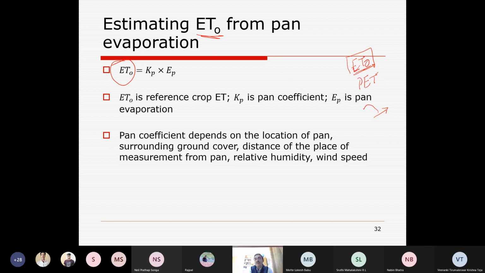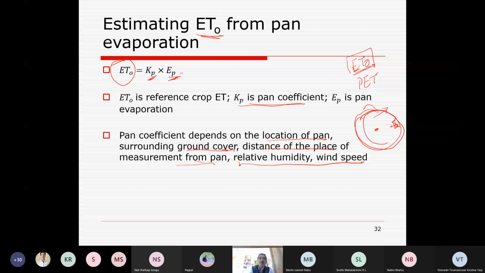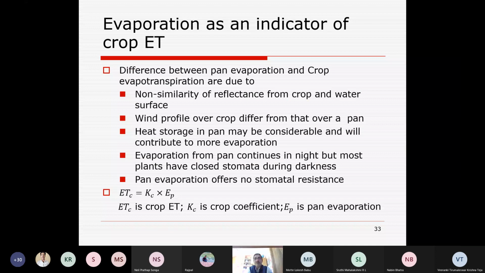So in this way, pan coefficient depends on the location, the surrounding ground cover, the distance of the place of measurement, and the relative wind at a particular place. So yes, pan coefficient is of the area and the instrument or the system, the pan itself, to find out reference evapotranspiration from the pan evaporation that is measured. Now, evaporation as an indicator of crop ET we are using.